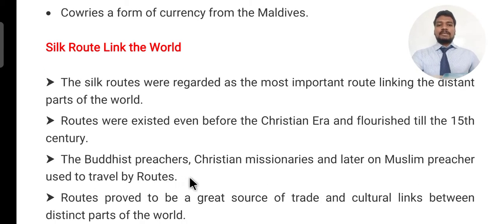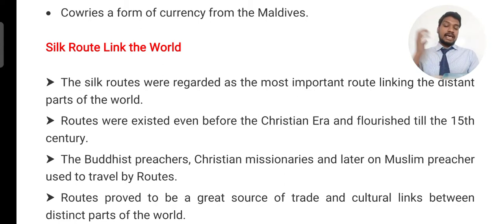The Buddhist preachers, Christian missionaries, and later on Muslim preachers used to travel by these routes. The Buddhist religion originated in India, it was born in India. Then the Buddhists went to China on this Silk Route. They traveled. The Christians of Europe came to India on this Silk Route.